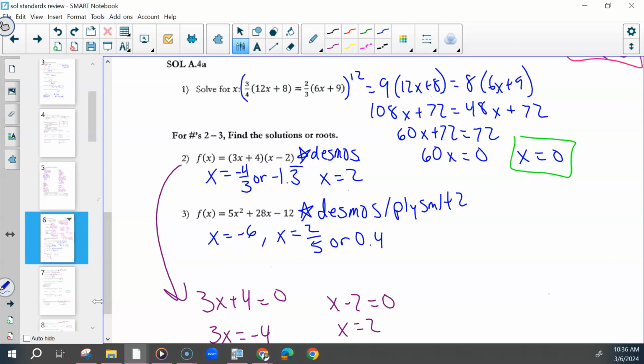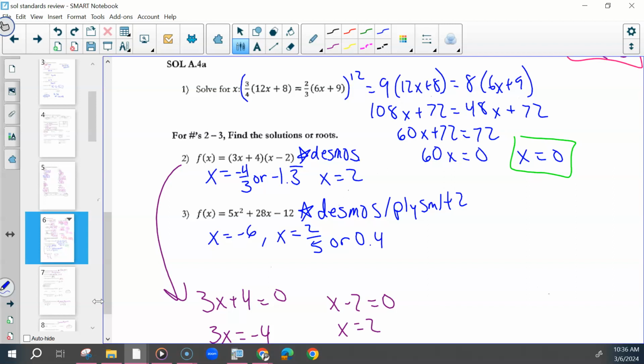I'm sorry. You did all of that work for number 1 just to get x equals 0. I didn't make up the problem. I just solved it. So sad.